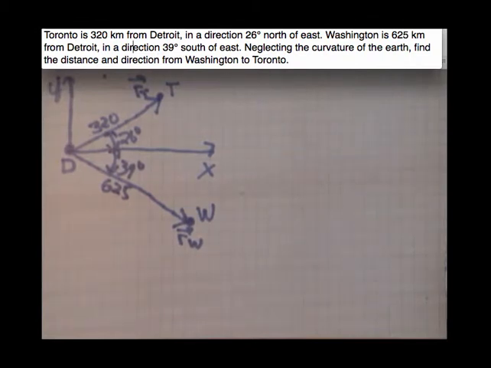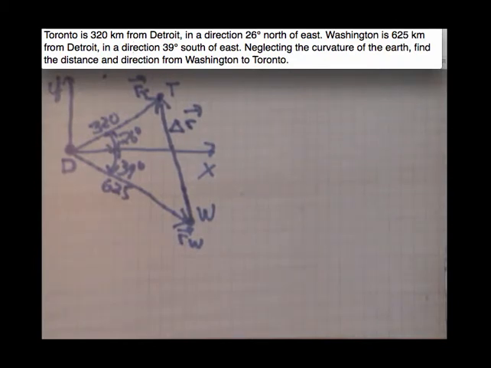Okay. And we're asked to deduce information about the relative position of Washington and Toronto. So we're asked, if you start in Washington and take a trip to Toronto, how far do you have to go and in what direction do you have to head? And we recognize that in this drawing, what I'm really being asked about is the displacement vector that connects Washington to Toronto. So this vector that I've just drawn represents a change in position. It's the displacement if you start in Washington and end up in Toronto. So I'm going to call that vector delta r.